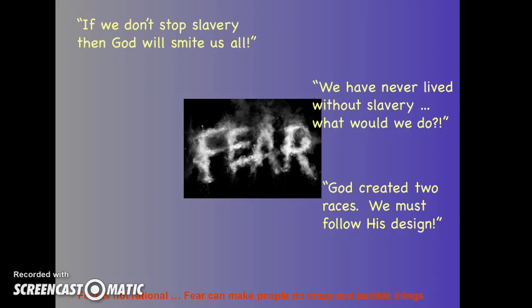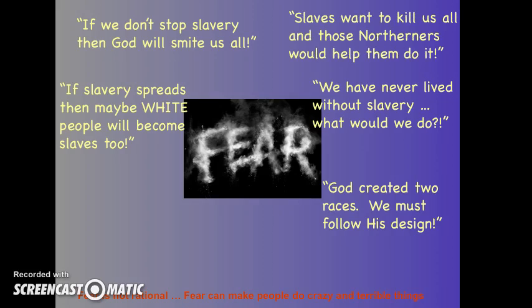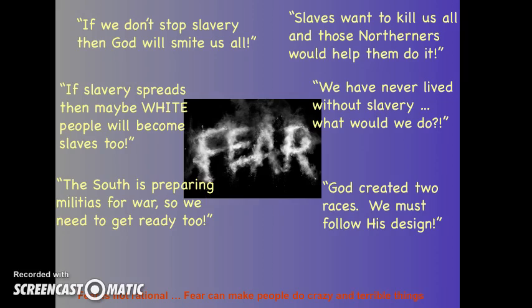You had Southerners, again, afraid, what do we do without slavery? We've always had it. Ever since there were colonies, they'd had it. You have Northerners watching slavery spread, thinking, what's to stop this from being just Africans, just people with darker skin? Maybe they'll try to enslave white people too. You have Southerners afraid of things like John Brown and things that he'd done. Slaves already want to kill us, and these Northerners are going to help them do it.